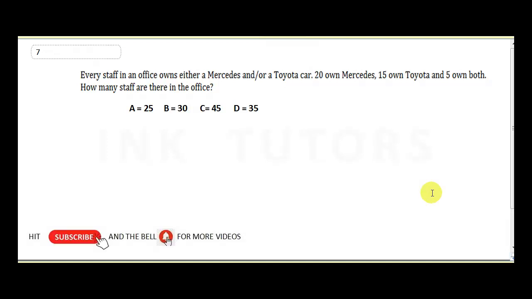Each staff in an office owns either a Mercedes or a Toyota car. 20 own Mercedes, 15 own Toyota, and 5 own both. How many staff are there in the office? Now, to get this question, draw your Venn diagram. It's your best shot, so it will help you understand the question better.